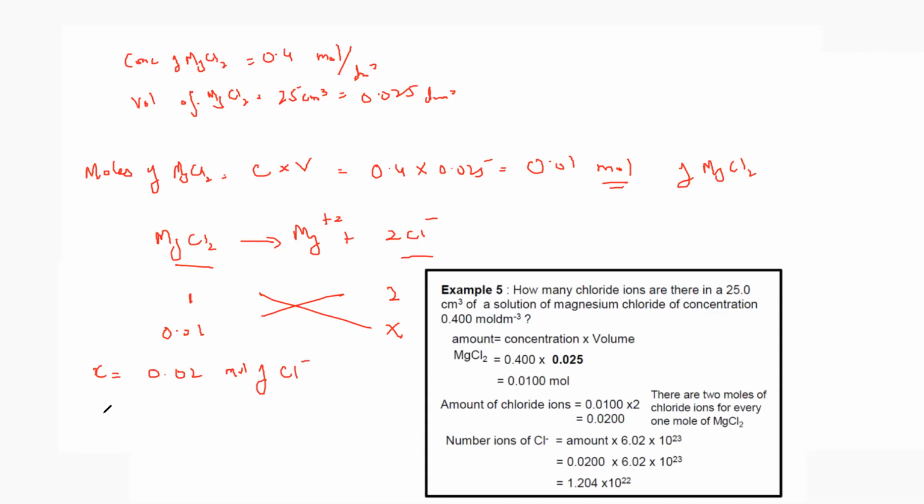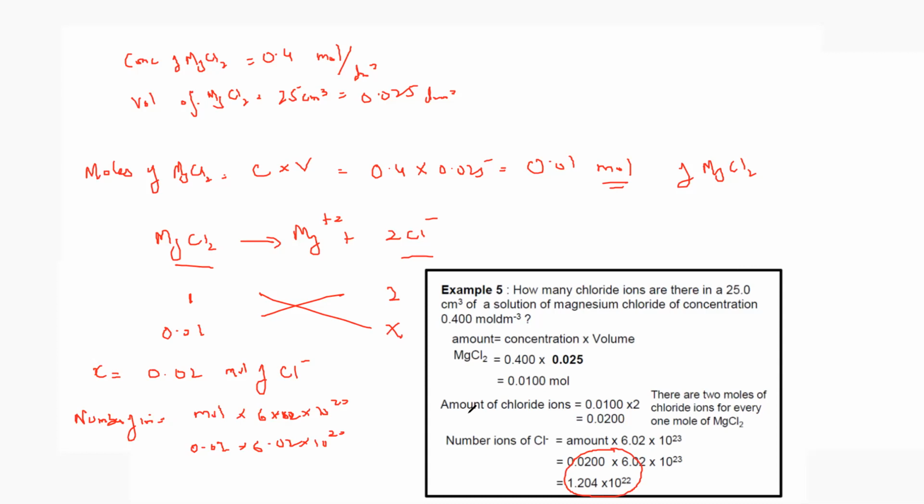And now to get the number of ions, number of ions equals amount in moles multiplied by Avogadro's number, which is 6.02 × 10^23. So 0.02 moles times 6.02 × 10^23 gives the total number, 1.2 × 10^22 chloride ions in this magnesium chloride.